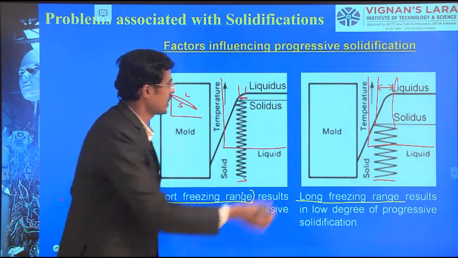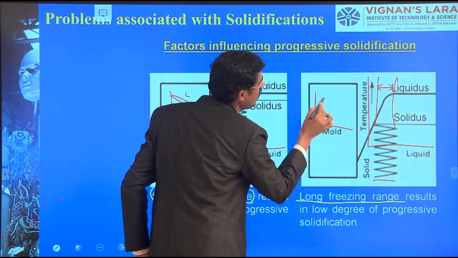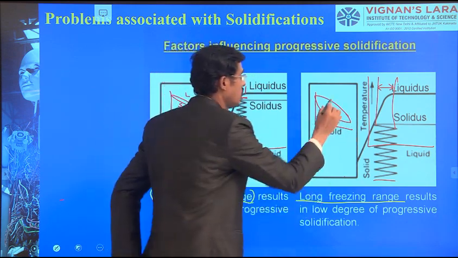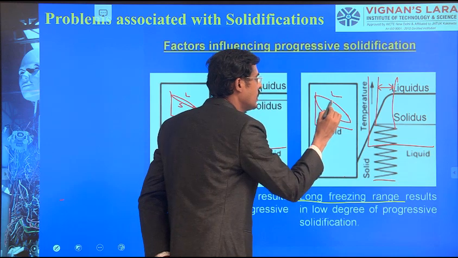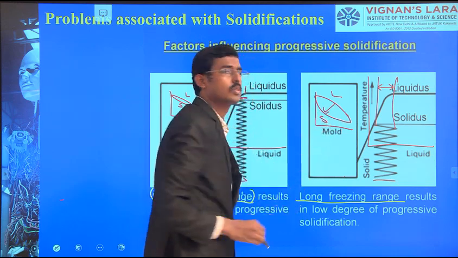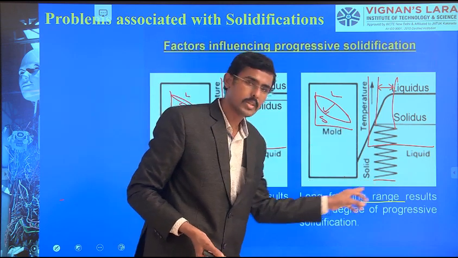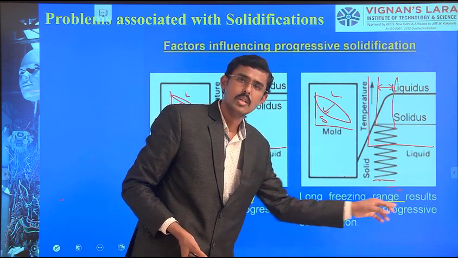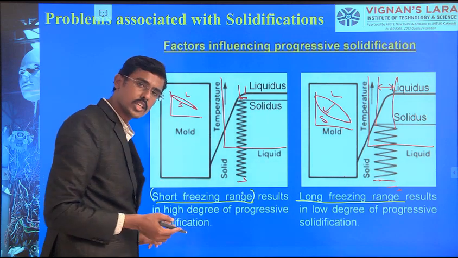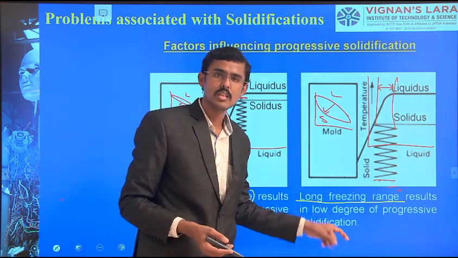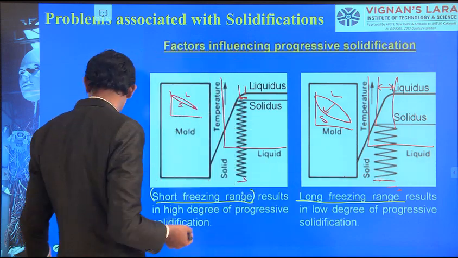But what's the case here? We have a long time. The curve may be like this. Even here it is liquid, here it is solid. It takes more time to change over. Therefore, this is represented by the time dependence. So short freezing range, progressive. Long freezing range, it is directional. So this also we understand now.